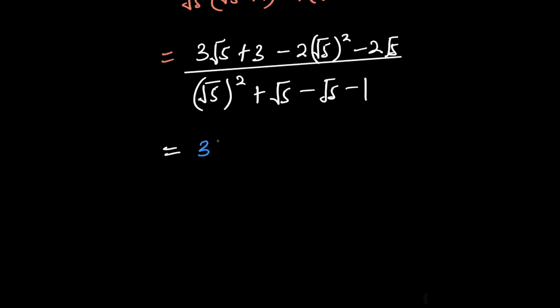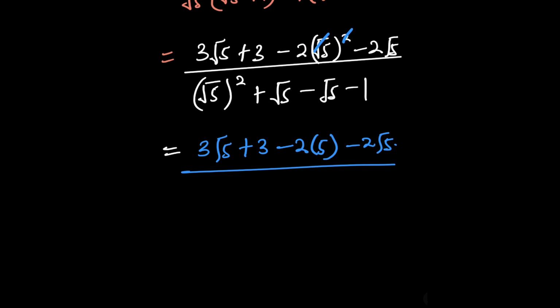So first of all, we have 3 root 5 plus 3. Now minus 2. Now root 5 square becomes what? The square cancels the square root sign, giving you into brackets 5 minus 2 root 5, all divided by, now root 5 square is what? 5, because the square cancels the root sign, plus, now we have root 5 minus root 5, and that's going to give us 0. So if it gives us 0, it's going to be remaining what?